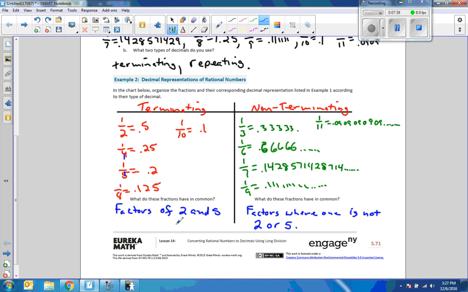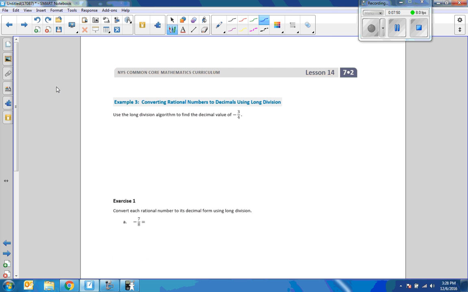Really interesting concept, factors of 2 and 5, because 2 times 5 is 10, and if we can multiply those two, then we can get tens, and it's going to stop. Okay, interesting concept.